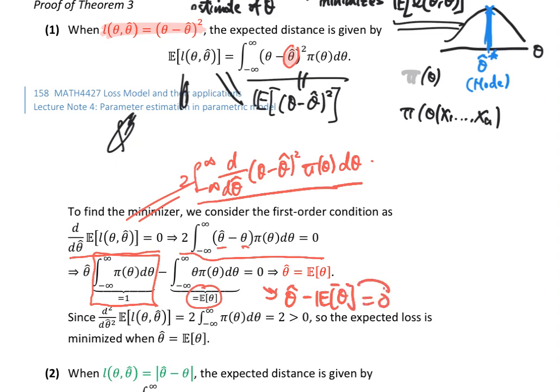Then you put this on the right-hand side, and you will get the formula of your theta hat, which is equal to the expected value of theta. That means if you choose the Euclidean distance, then the candidate for your Bayes estimate will be the expected value of theta, which you evaluate under the posterior distribution of theta.